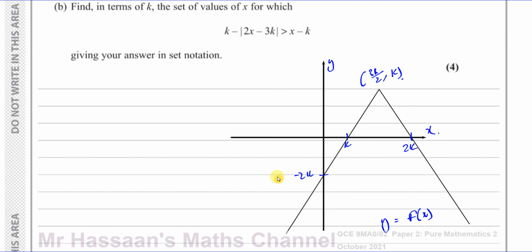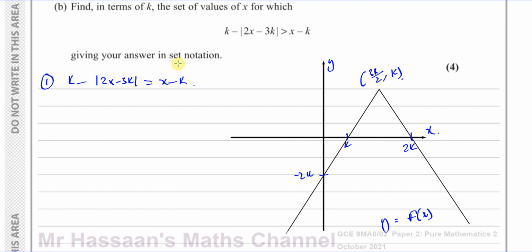All right, so we've got to solve the inequality, not the equation, where k minus the modulus of 2x minus 3k is greater than x minus k. So if I want to solve this inequality, I've got to first find the critical values. I've got to find when k minus the modulus of 2x minus 3k is equal to x minus k. When do they intersect?